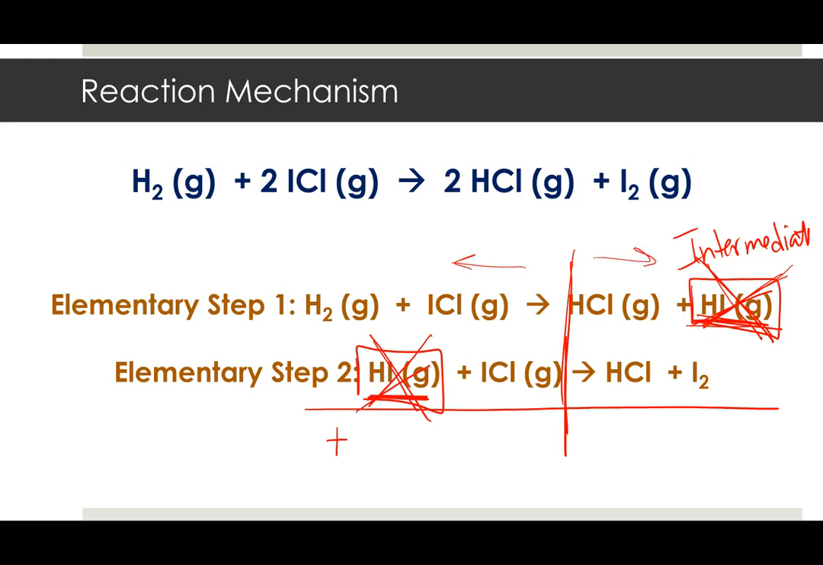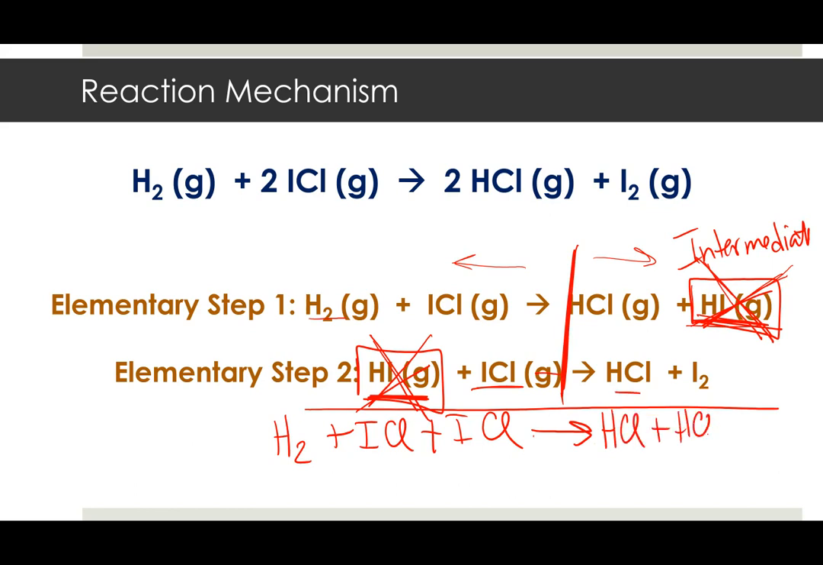So left on the reactant side, we've got hydrogen from elementary step number one. And we've got this ICl from elementary step number one. So that's it from that step. And then the second step, we've got this ICl as well. And we'll clean that up in just a minute. So that's everything on the reactant side of the arrow. Now if we go to the product side of the arrow, I see hydrochloric acid from step one, hydrochloric acid from step two, and iodine from step two. So all I've done here is I've gotten rid of the intermediates and I've added up everything that's left, okay?